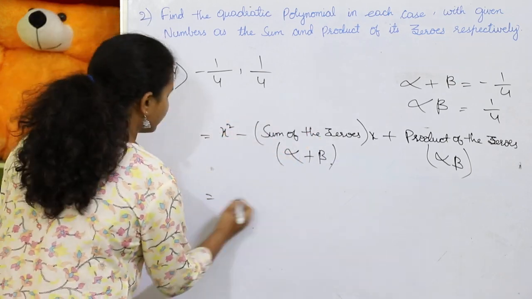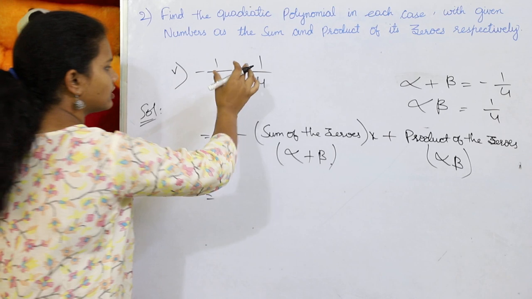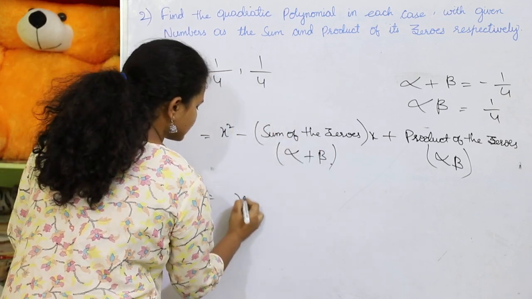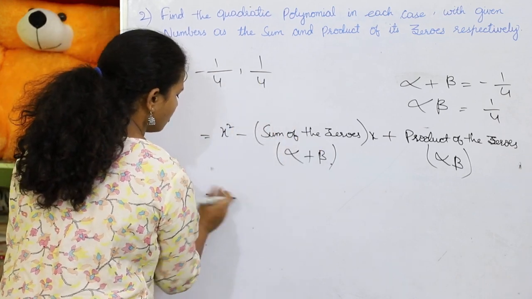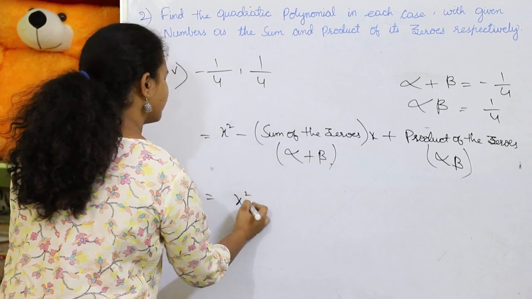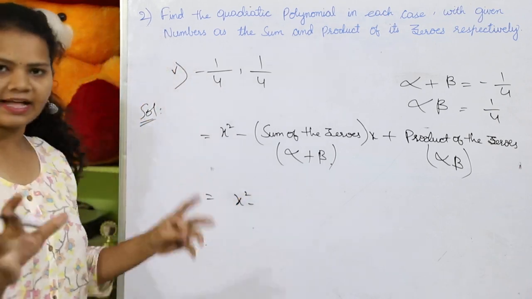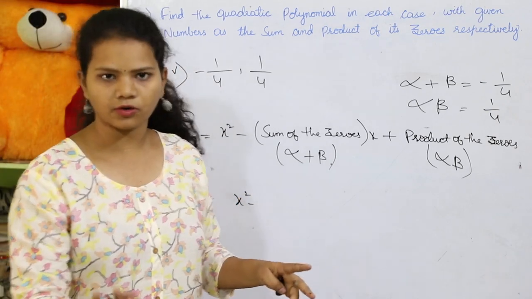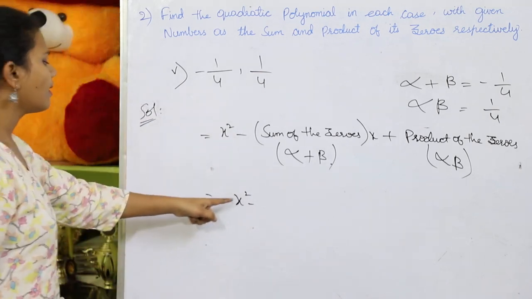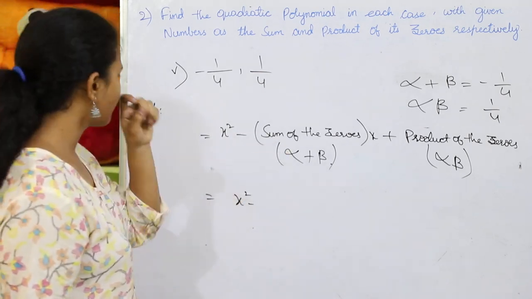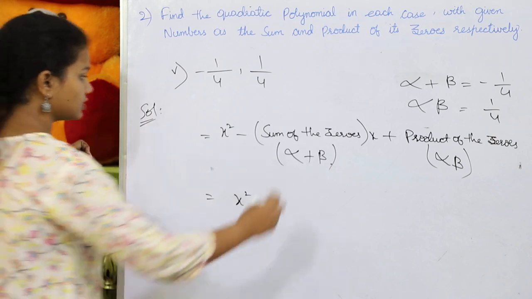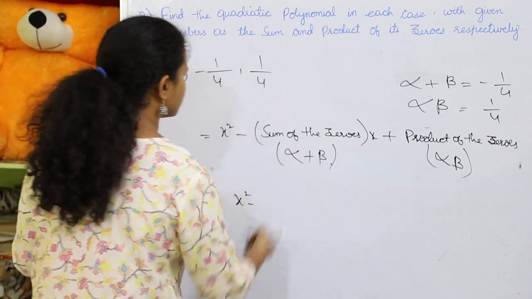Now what you do, you go for the formula. So substitute these values in this given formula. x square. Okay, you try to do it yourself, and then play the video again. Check the answer whether you have done it correctly or not. Okay, now here you have x square minus sum of the zeros into x, right? Sum of the zeros value is what?